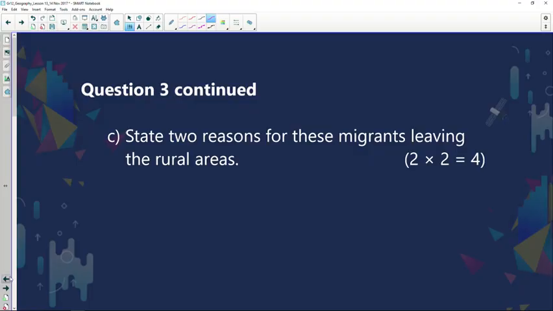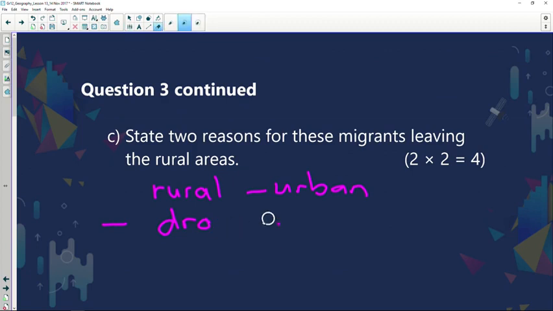State 2 reasons for these migrants leaving the rural areas. Once again, we're going back to settlement issues, that rural-urban migration. We talked about the push factors and the pull factors. In this case, they're talking about the push factors. Why are the migrants leaving the rural areas? It might be because the farming areas experience a drought. Unfortunately, when a drought is being experienced, the farmer might pack up and sell his farm, so many of these people will be unemployed.